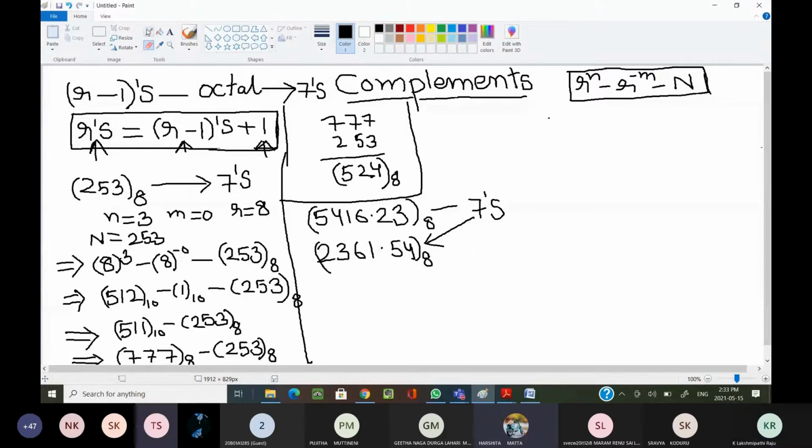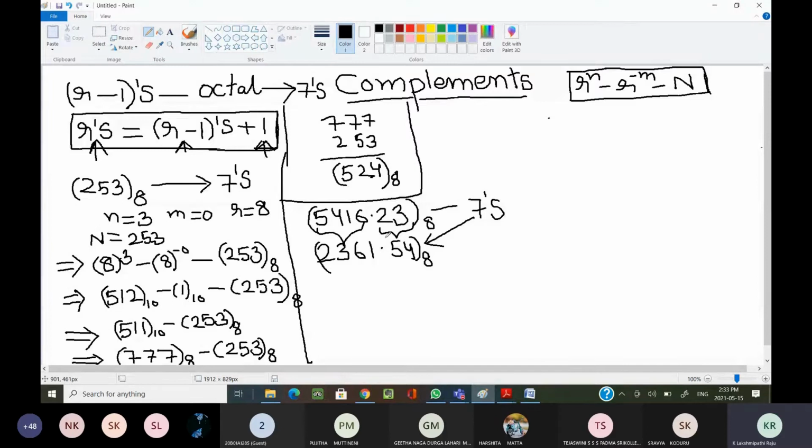We have to write how many sevens, based on the digits. Very good. Please mute, but you have to understand that formula method also. I hope everyone knows how we are calculating the 7's complement. How many digits are there in our integer part? We have to take that many number of sevens, as well as how many digits there are in our fractional part.